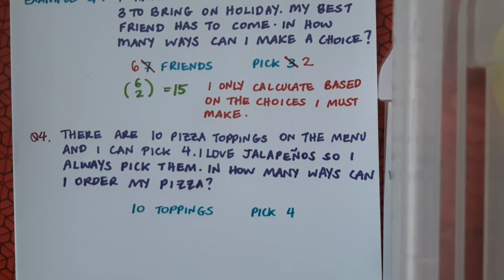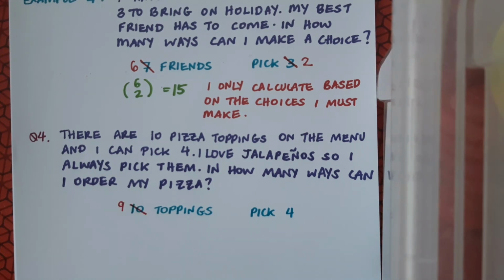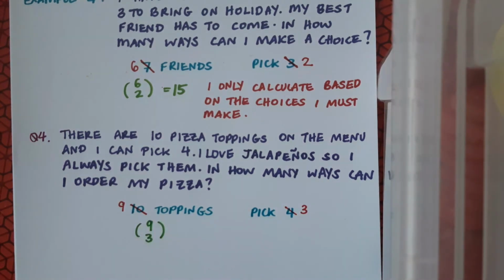Okay, so I start off with 10 toppings, having to pick 4, but I've already partly made my decision. Jalapenos are definitely in, so really I only have to think about the remaining 9 toppings and pick 3 from them. So my calculation will be 9 choose 3, and I can go to the calculator for this. So I've got 84 options.